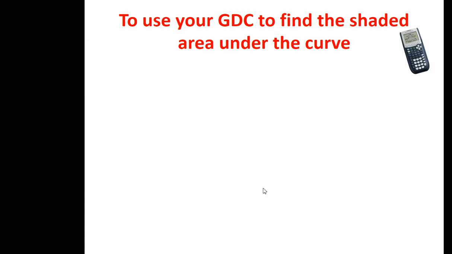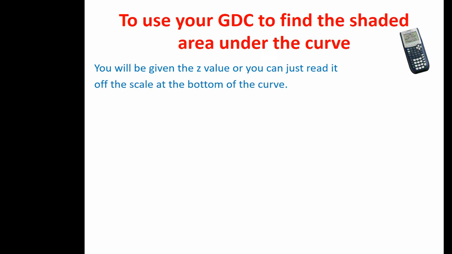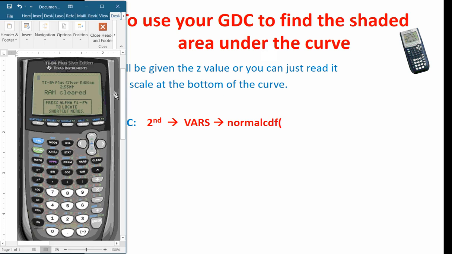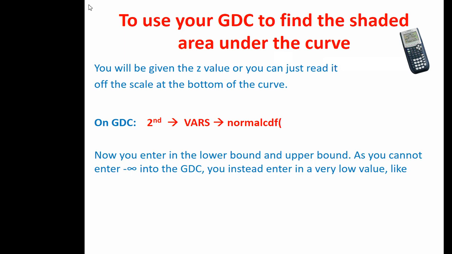Now, to use your GDC to find the shaded area under the curve, you'll be given the z value, or you can just read it off the graph, off the scale at the bottom of the curve. On the GDC, you would go second vars, because that opens up distribution, and instead of binomial, you'd select normal CDF. It'll be one of the earliest ones to pop up. Then you enter the lower bound and the upper bound.